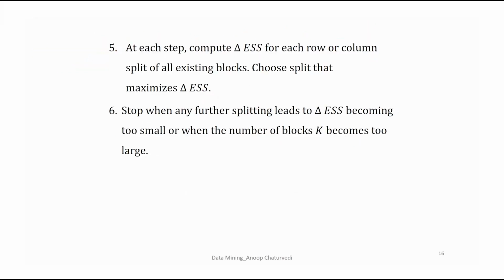So at each step we compute delta ESS for each row or column split of all existing blocks, and then we choose a split that maximizes delta ESS, and then we stop when any further splitting leads to delta ESS becoming too small, or when the number of blocks k becomes too large. So, we stop there. So, this is Hartigan's block clustering algorithm.